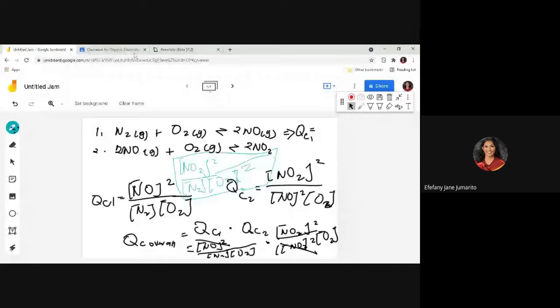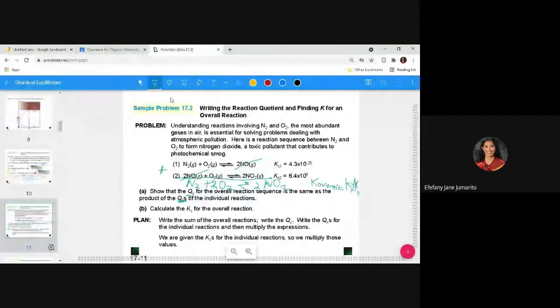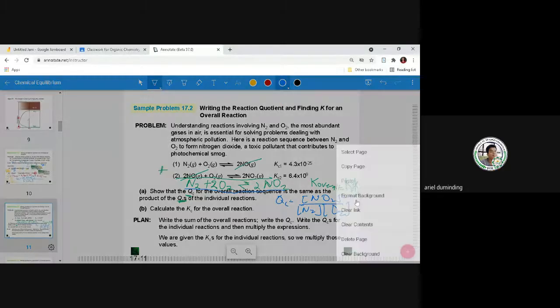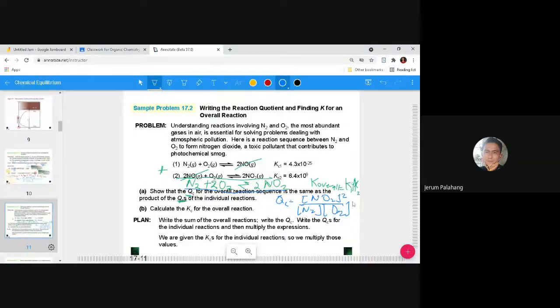Now, if we make this the QC final, the QC for the overall class, we will raise it to the power of 2, and 2 times O2 raised to the power of 2.